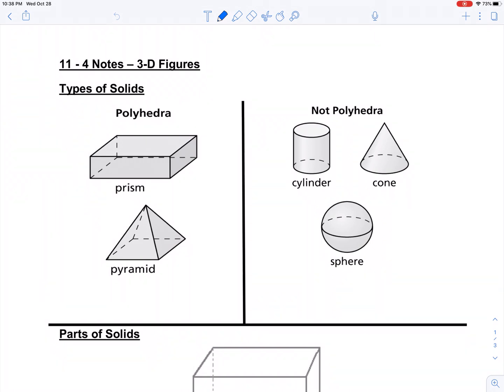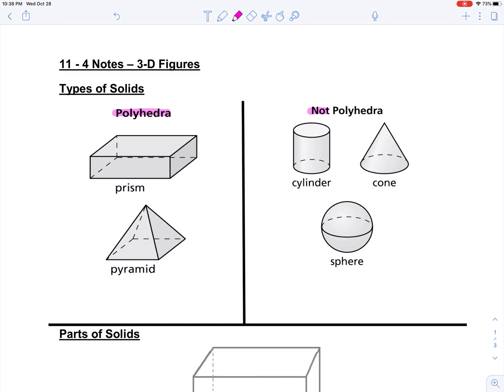Hello, welcome to the 11-4 notes on three-dimensional figures, and we'll be discussing types of solids, polyhedra versus not polyhedra. So that's what we are starting with. On the left, you will see examples of polyhedra, which is plural for a polyhedron, more than one polyhedron. On the right, you will see what's not a polyhedron.